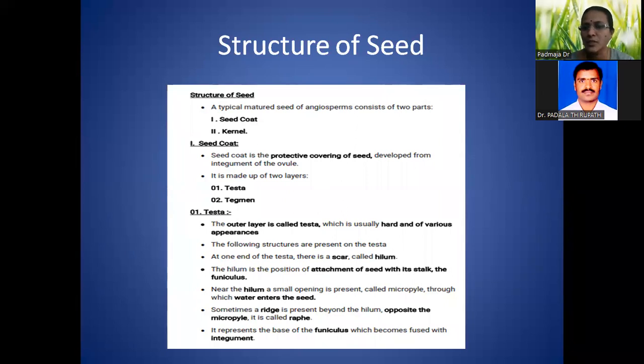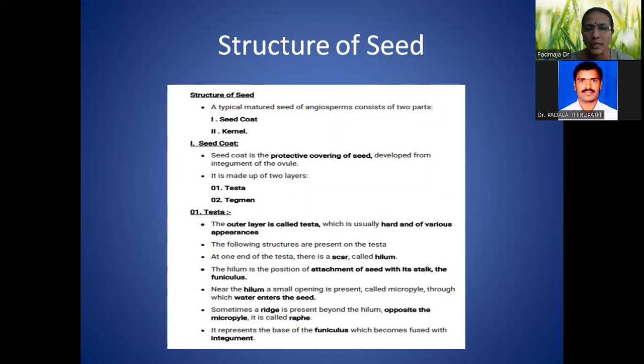But here gymnosperms and angiosperms, covered seeds and naked seeds, we call them Spermatophyta. For propagation, or for producing new plants, these plants give new plants by seed formation, seed production. And a typical structure of the seed consists of two parts, the seed coat and the kernel.